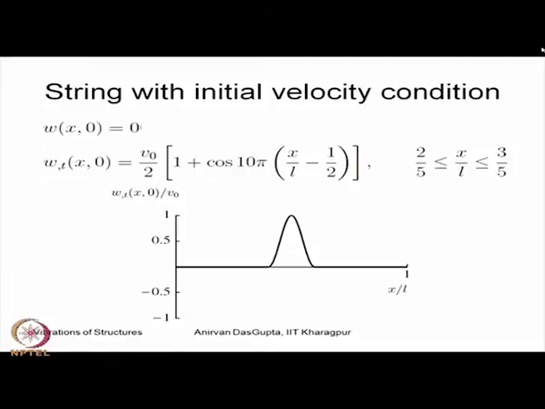Another example, which we have discussed before in the initial value problem, is where we talked about initial velocity conditions. Let us look at this once again. We have considered a string with initial conditions as shown here. The initial displacement was 0, and the initial velocity was given a distribution like this in the central one-fifth portion of the string. Displacement is still 0, but the velocity is distributed like this.